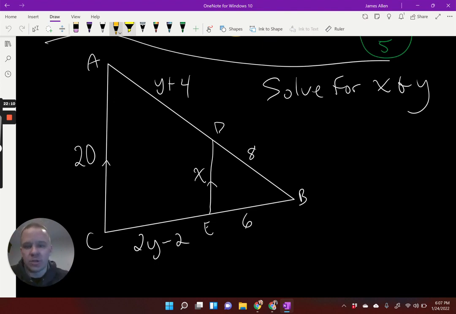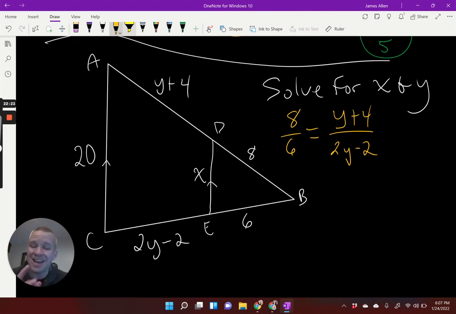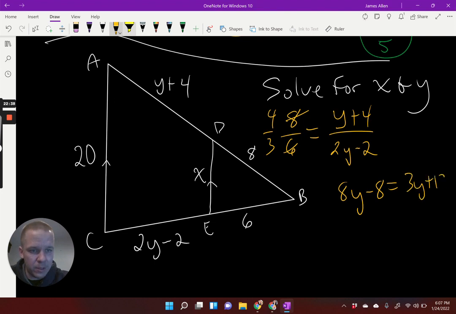But let's try and solve for y first. I can use side splitter. 8 over 6 equals y plus 4 over 2y minus 2. All right. Now, I went top to bottom, right? I can reduce here to 4/3. And I'll have 8y minus 8 equals 3y plus 12. So I'd have 5y equals 20, so y equals, not 40, 4.